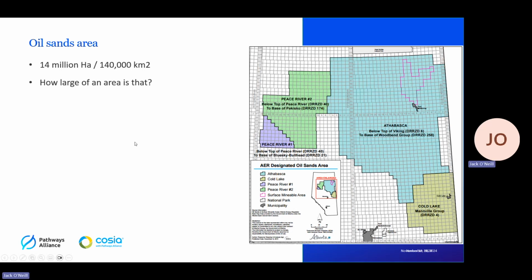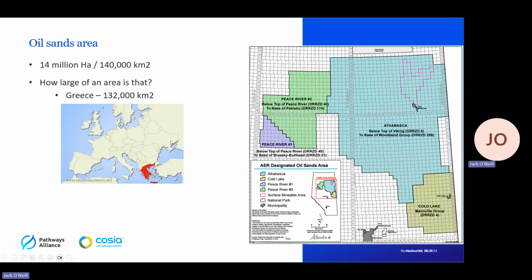But how big is 14 million hectares? If you're not from northeastern Alberta, you might not know. Well, I've never been to Greece, but they tell me it's about 132,000 kilometers squared. So roughly the equivalent size of Canada's oil sands would be the country of Greece.